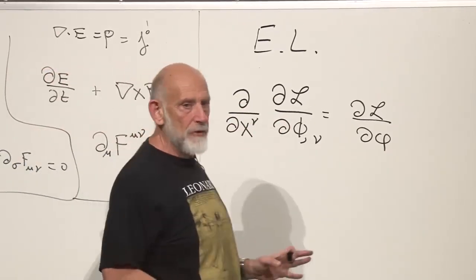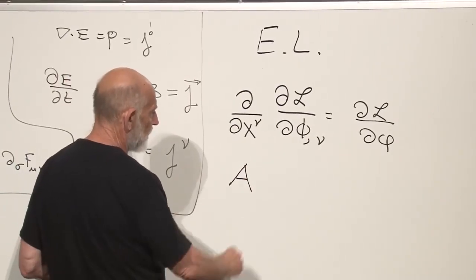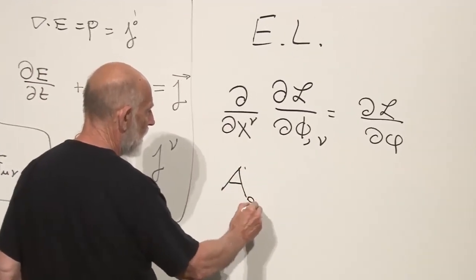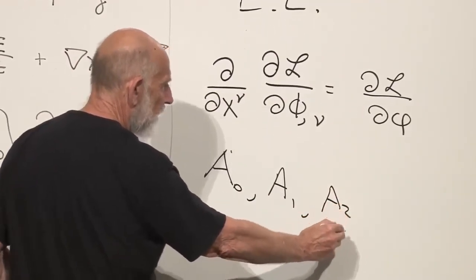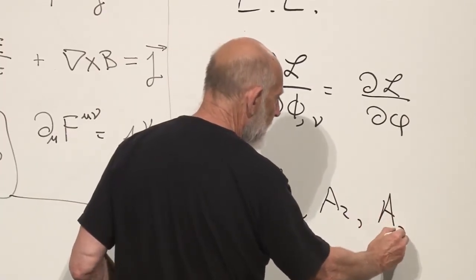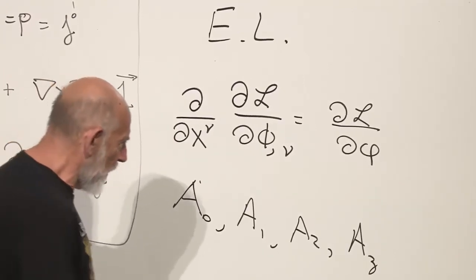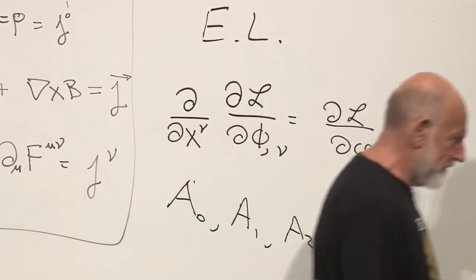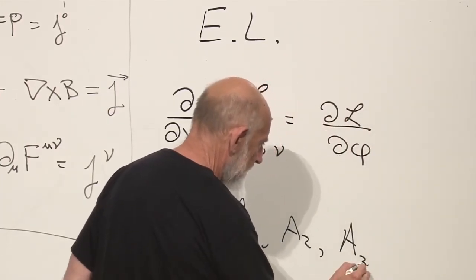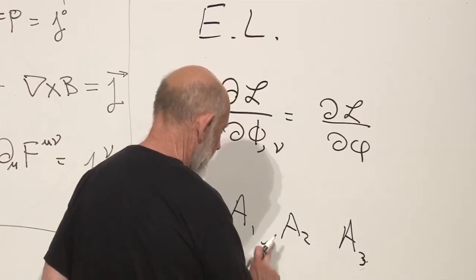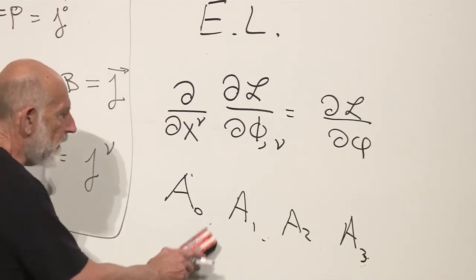Now, what are the fields that I'm talking about? They are the vector potentials, A0, AX, AY, and AZ. 4 distinct fields. Sorry. Let's stick to either X, Y, and Z or 1, 2, and 3. All right, those are the independent fields.